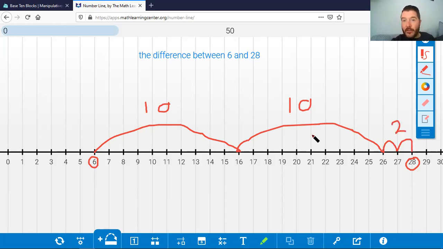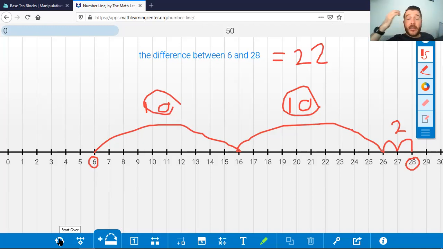Now all I need to do is add up my jumps. So 10, 20, 22. So the difference between 6 and 28 is 22. Okay, that's exactly how we would do that. And it's quite straightforward really, but we get a problem when we have a number where the tens that we start with are higher than the tens that we end with, and I'm going to show you that now.